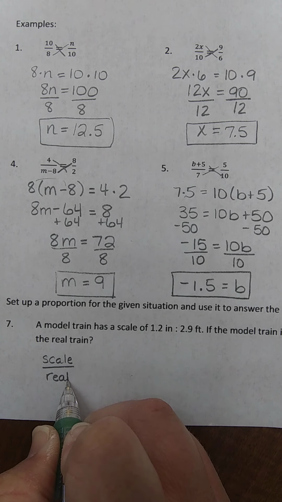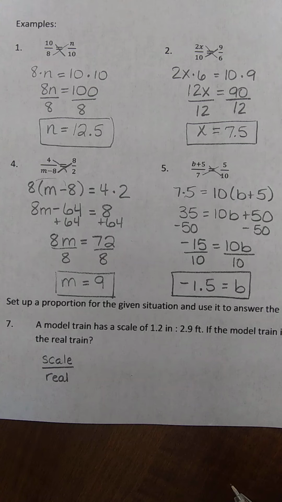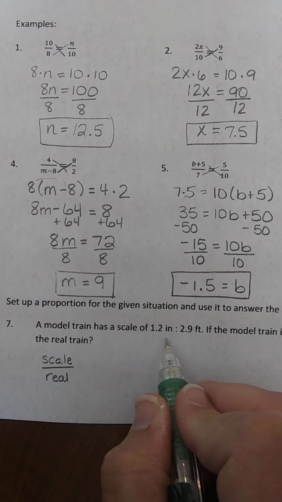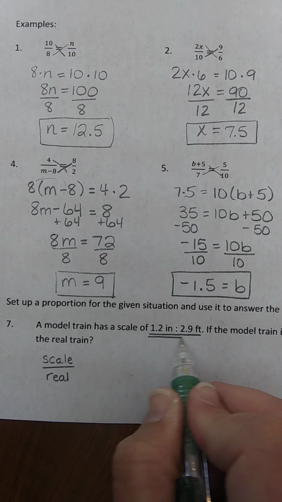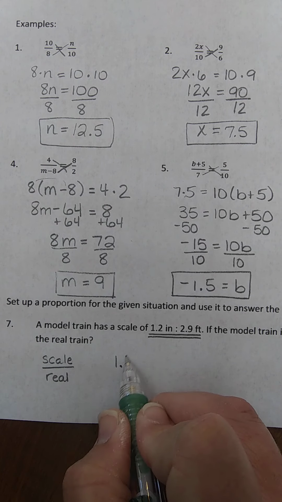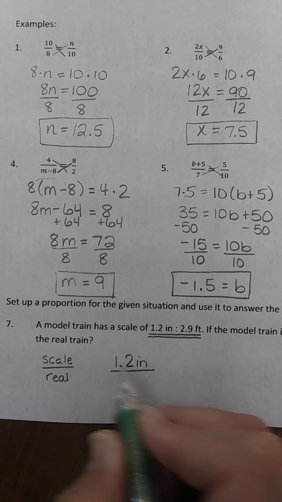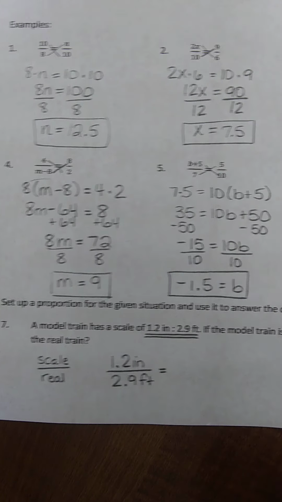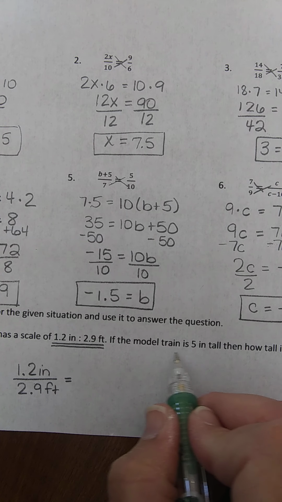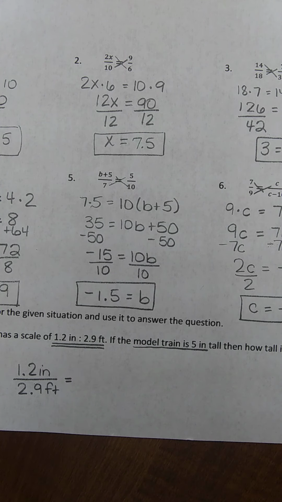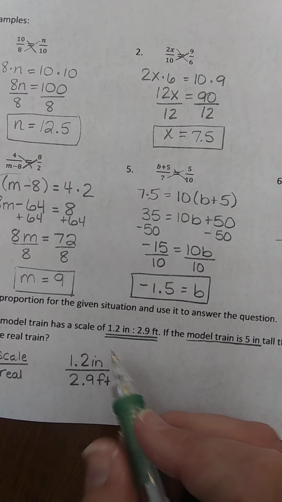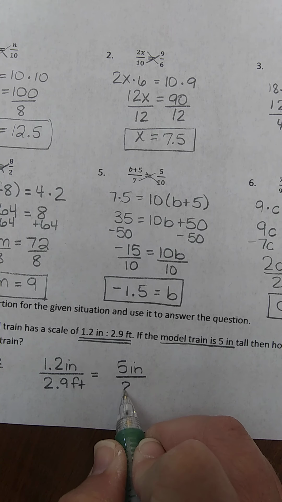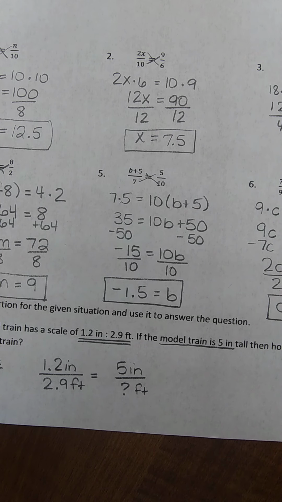And I suggest to you, if you struggle with this at all, please write down what it is you're going to put on the top and what you're going to put on the bottom. So the ratio for this would be 1.2 inches is relative to 2.9 feet. And it says the model train is 5 inches tall. So remember we did inches over feet. So we're going to have 5 inches here. And what we don't know is how many feet that is in real life.